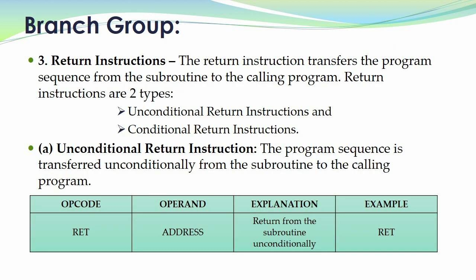The next branching instruction is the return instruction. The return instruction transfers the program sequence from the subroutine to the calling program, that is the main program. Return instructions are of two types: unconditional return instruction and conditional return instruction. Unconditional return instruction. The program sequence is transferred unconditionally from the subroutine to the calling program. The opcode for the return instruction is RET. Example: RET.